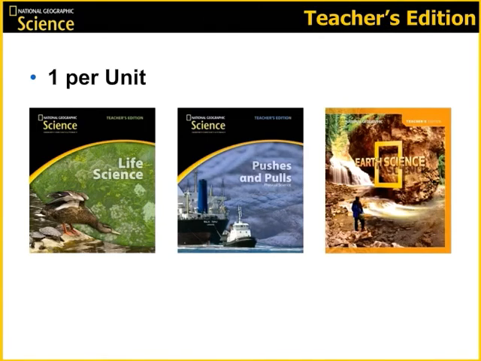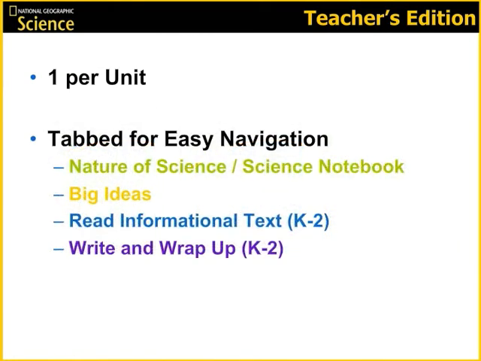Now, one component that is the same at all levels is the Teacher's Editions, and at every level you will have one Teacher's Edition per unit. When you open the front cover of the Teacher's Edition, you will see some colored tabs. The first 2 tabs are the same at every level: Nature of Science, Science Notebooks, then Big Ideas. But in the K2 Teacher's Editions, you have 2 additional tabs: Read Informational Text and Write and Wrap Up. Don't worry, if you teach grades 3 through 5, you will still be covering these 2 skills. It's just built right into the Big Ideas instruction.